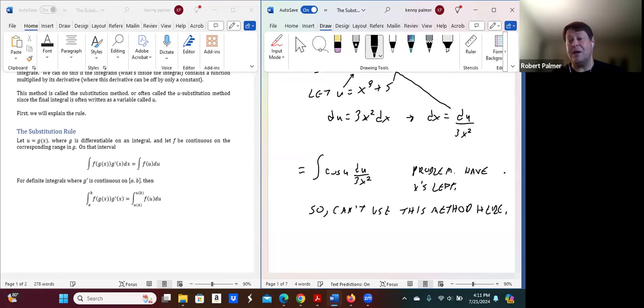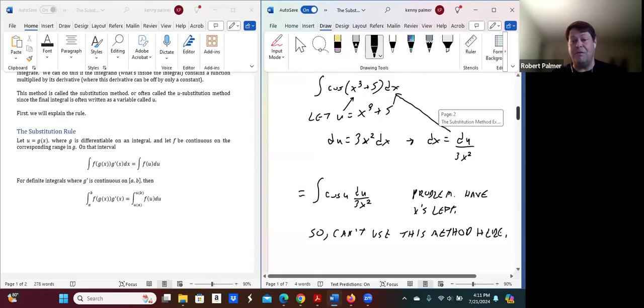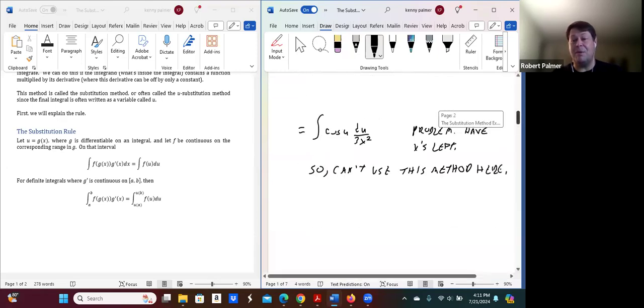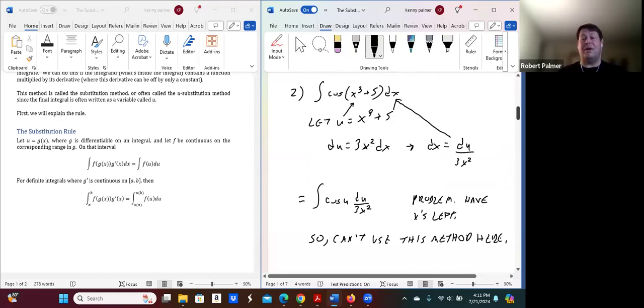This is one way to check: if you try it, you'll find out quickly whether you have any x's left. Also, if this happens, double check everything. Make sure everything is correct at that point. If you have any x's left, this won't work. It has to be entirely an integral with just u's.